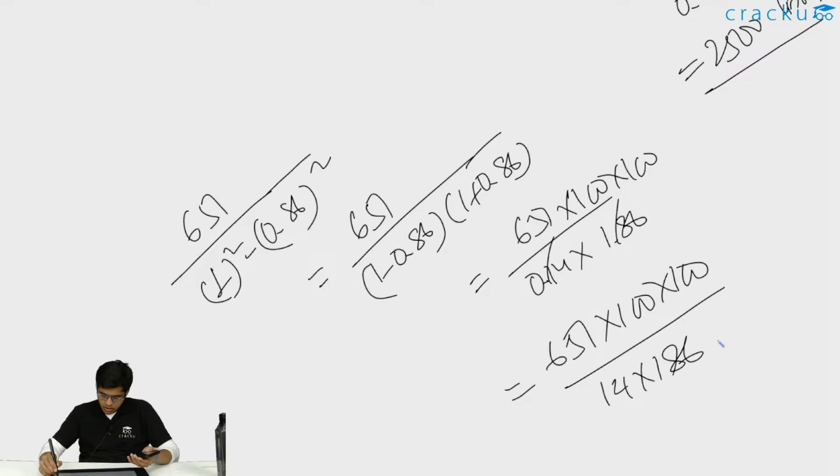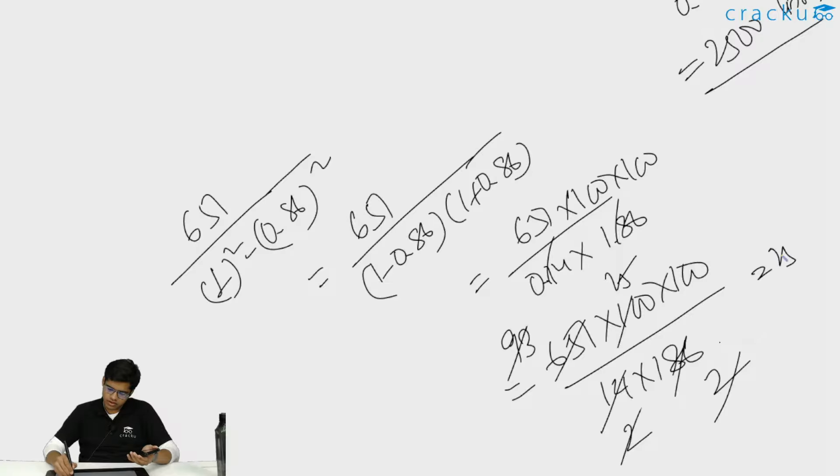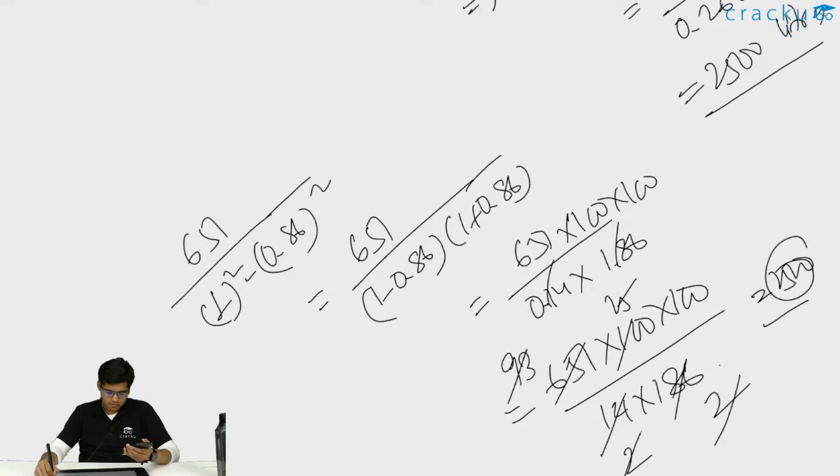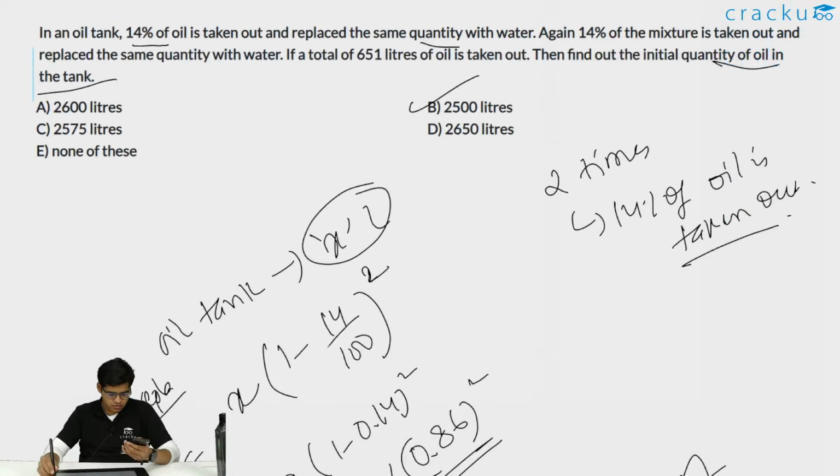Right? Now 651 and 14 will go with 7, 7 into 9 is 93, it is 2. Then again I can cancel with 2, 2 to 4, 425. So it is 2500. So in this way, using normal algebraic formulas, you can do it without a calculator. I hope you like this way to solve without using a calculator.